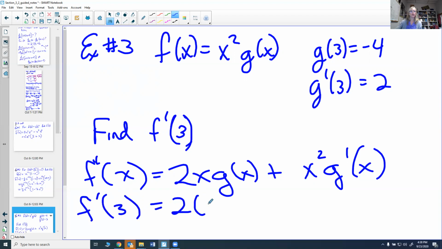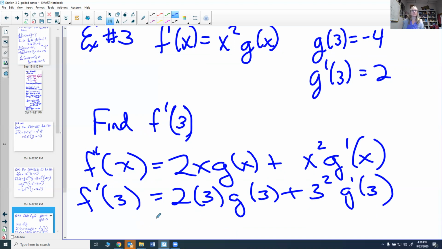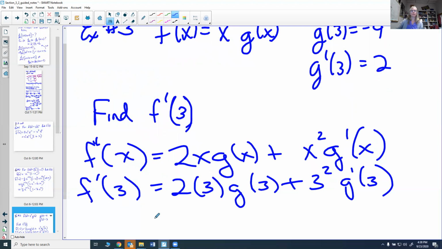And that'll give me 2 times 3, g of 3, plus 3 squared g prime of 3. So now g of 3 equals -4, g prime of 3 equals 2. So I can now see that what I'm going to have is 2 times 3, which is 6, times -4, g of 3, plus 9 times g prime of 3, which is 2.